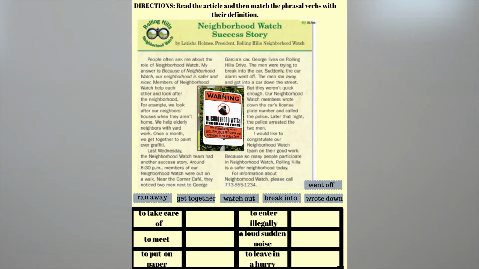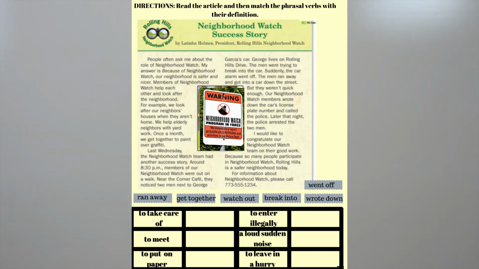So class, on your screen, you see the reading for today. Now this reading is an article that is probably in a neighborhood newspaper. The title of the article is Neighborhood Watch Success Story. You can see that it was written by Letitia Holmes, who is the president of the Rolling Hills Neighborhood Watch. Let's go ahead and read what Letitia Holmes said.